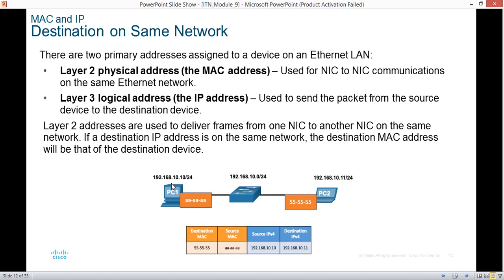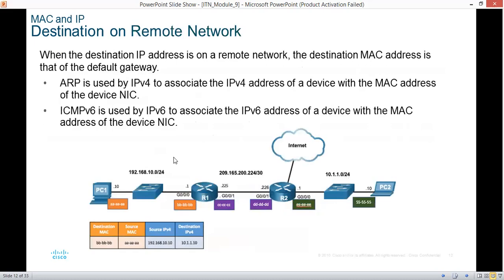And for you to be able to talk to any other system, it has to be through routing, which will be covered more in CCNA 2. So here at this level, it just lets you understand that if a destination IP address is on the same network, then the destination MAC address will be that of the destination device. And for a destination on a remote network, the destination MAC address is that of the default gateway.